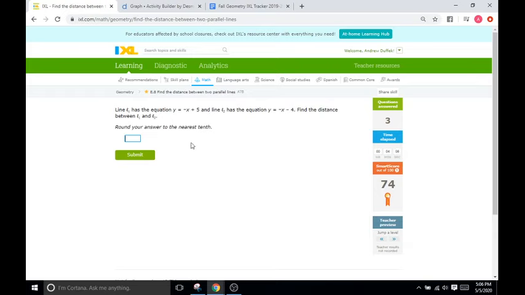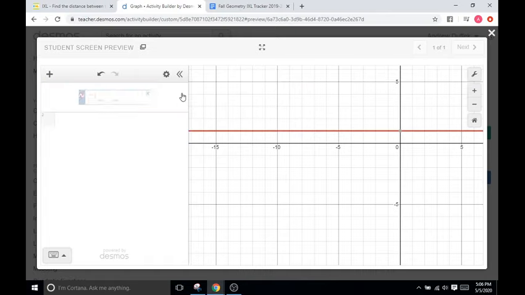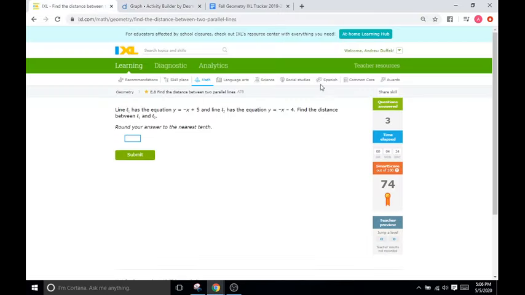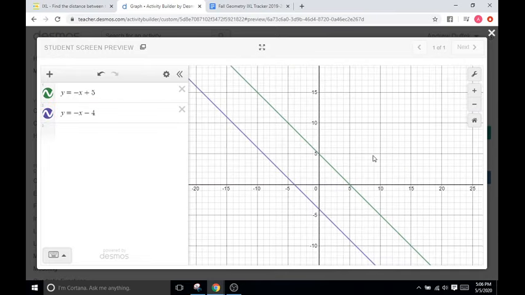I'm going to jump here, and now instead of giving us very basic lines, they're going to give us two slanted lines. So our first line is going to be y equals -x plus 5. So I'm going to type that in right now. y equals -x plus 5. And then the second line they give us is going to be y equals -x minus 4. Okay, and we can see here that the two lines are indeed parallel.